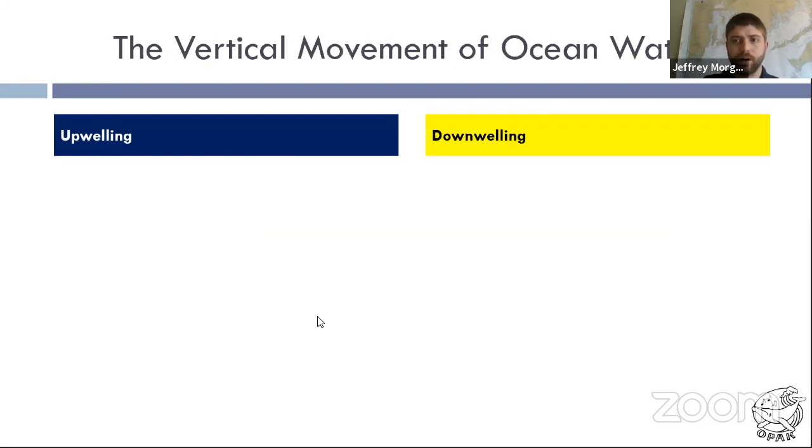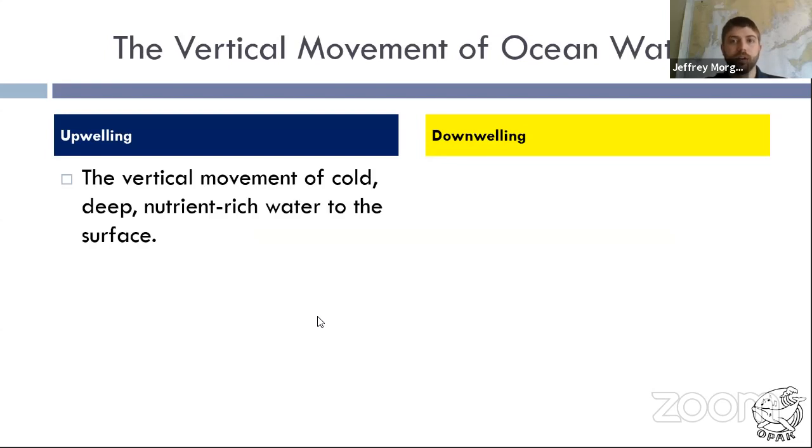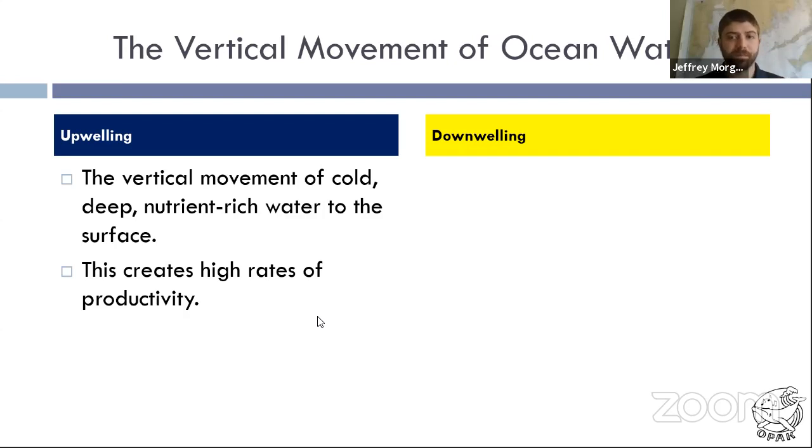So those are our horizontal movements of our water from our surface wind-driven currents and our density deep water-driven currents, but we also have vertical movement of ocean water. We call that upwelling and downwelling. Upwelling is the vertical movement of our cold, nutrient-rich waters that come from the deep ocean back up to the surface. This is really great for phytoplankton and primary productivity. So we get high rates of growth in upwelling zones. We get really biodiverse regions of our ocean in upwelling zones. This is pretty common in coastal areas.